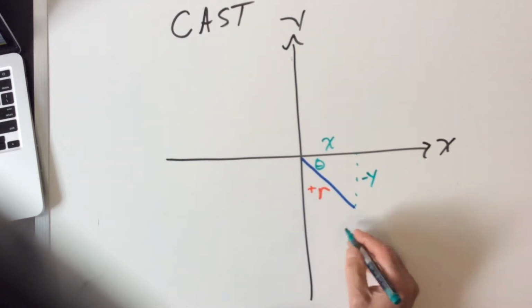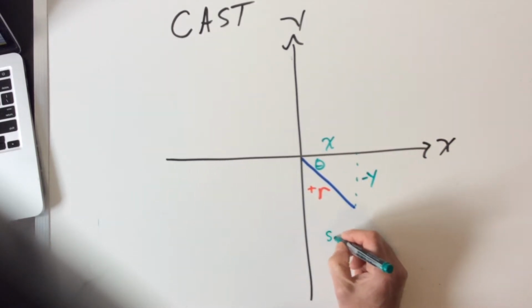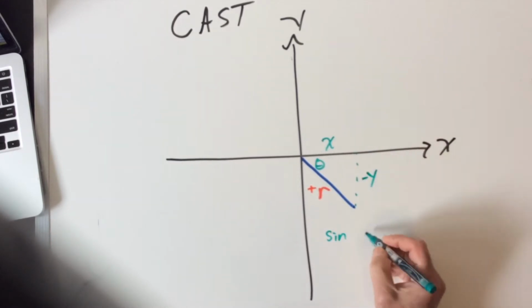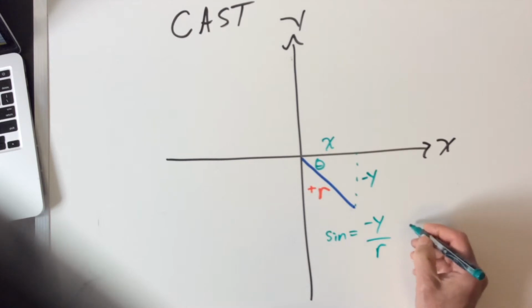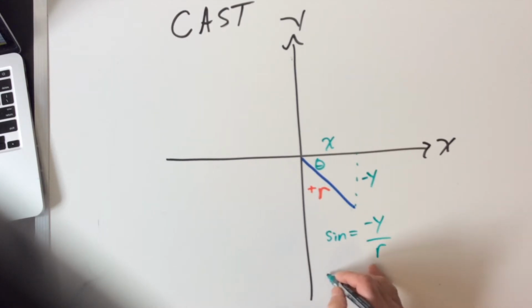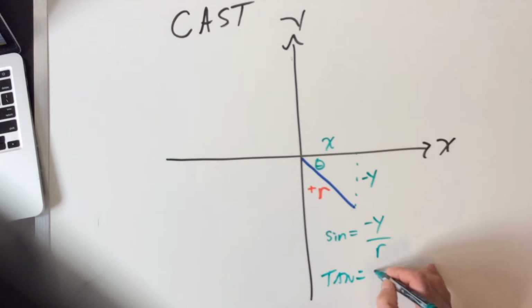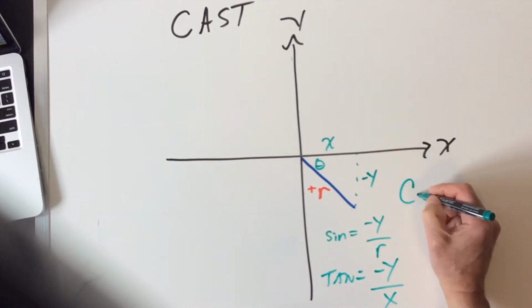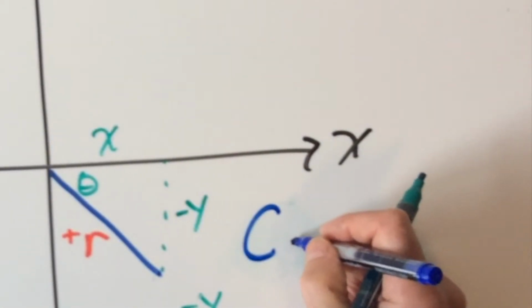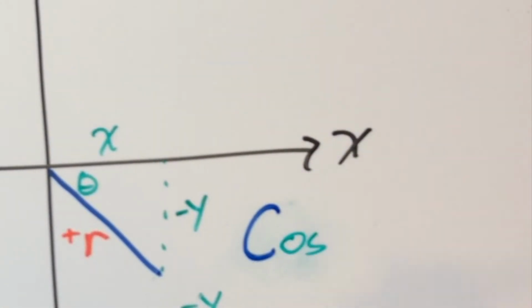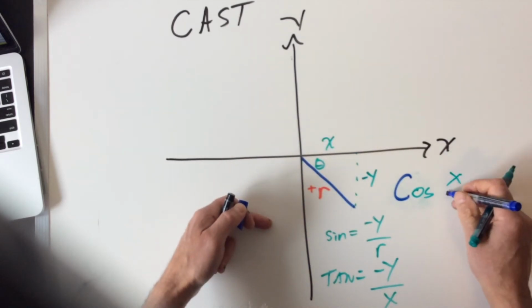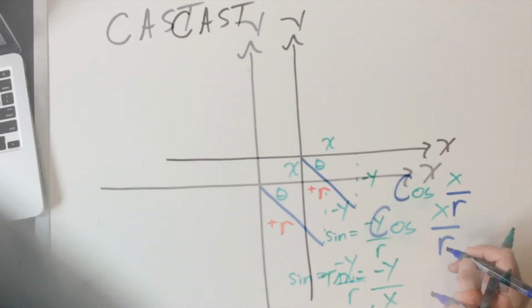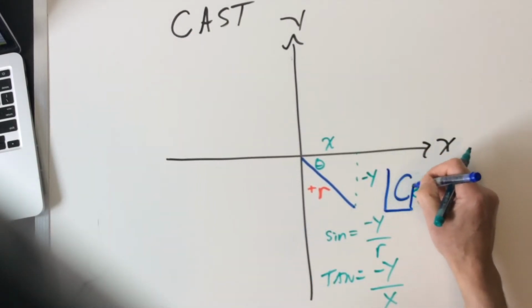So, if you have sine, which is the opposite over the radius, you'll notice it's negative. Tangent is also negative because it includes the Y, but the cosine is positive because it's the adjacent over the radius, the X over the R. Cosine is positive. And there's the C.